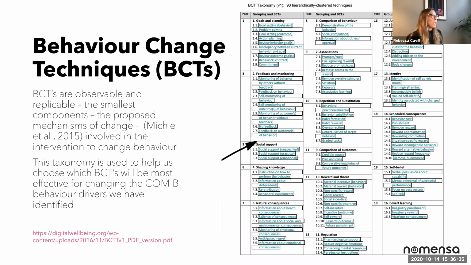Okay, and so this is a slightly more granular tool. This is a taxonomy, which helps you to go down another level. You've got your intervention function category, and this tool helps you to narrow that down even further to more specific behavior intervention techniques within that intervention function.